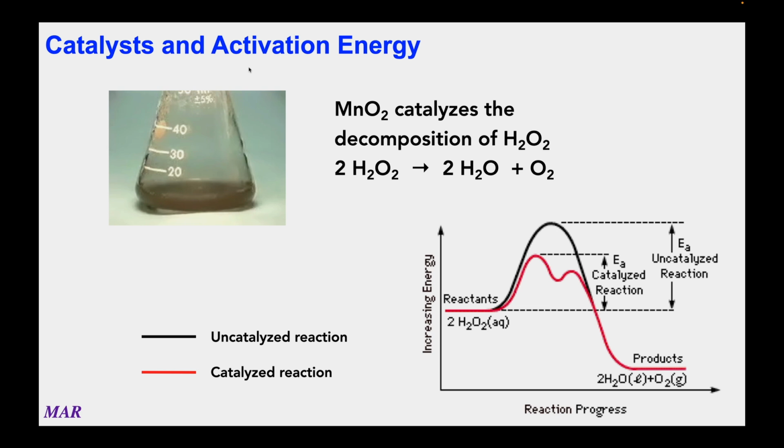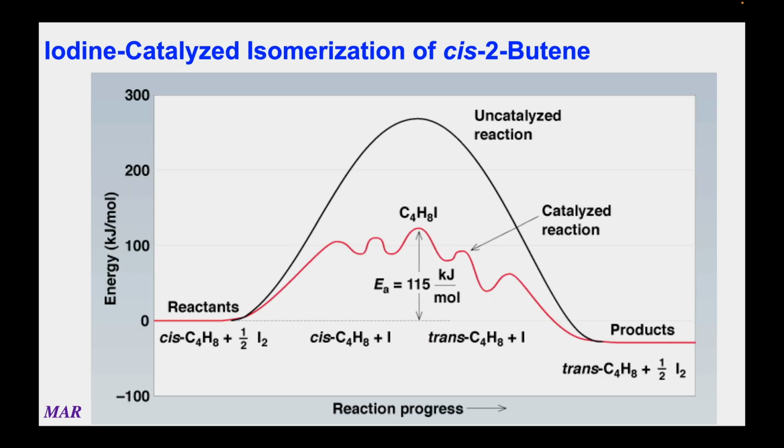So in the video, that kind of brown water there, if you'd evaporate off the water, you'd have MnO2 left over. You could reuse the MnO2, make it break down some more hydrogen peroxide. Catalysts are pretty exciting. This is a picture of taking a compound called cis-2-butene and turning it into trans-2-butene.